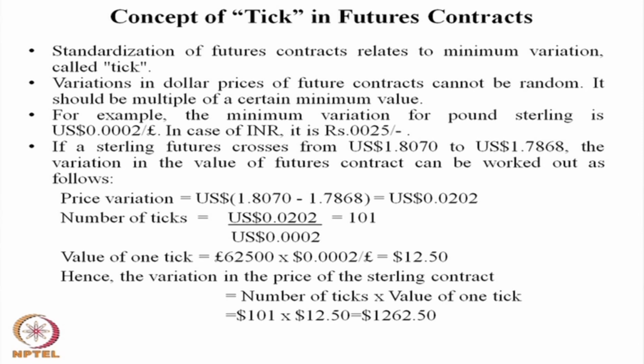For example, the minimum variation for pound sterling is US dollar 0.0002 per pound sterling. In case of INR, the minimum variation is Indian rupee 0.0025, that is 0.25 paisa. If a sterling future moves from 1.8070 to 1.7868, the variation in the value of the future contract can be worked out as follows.